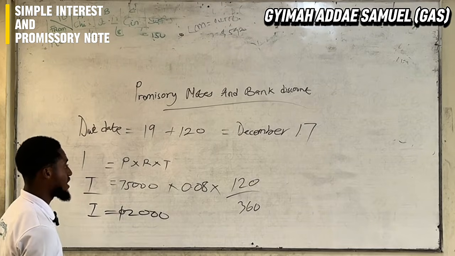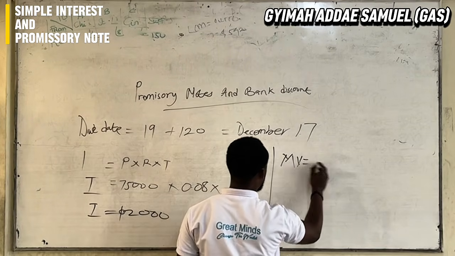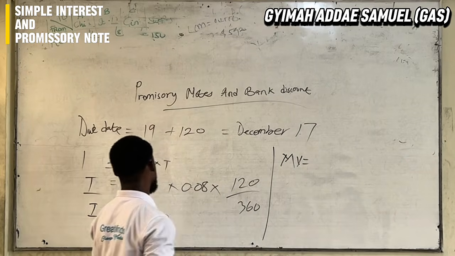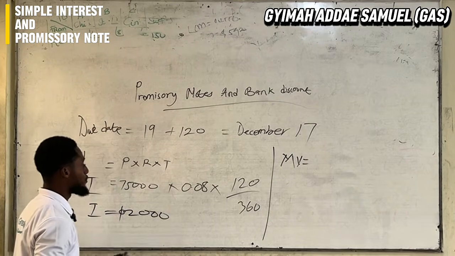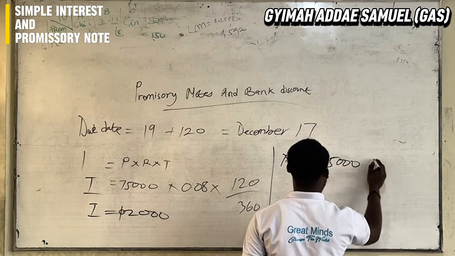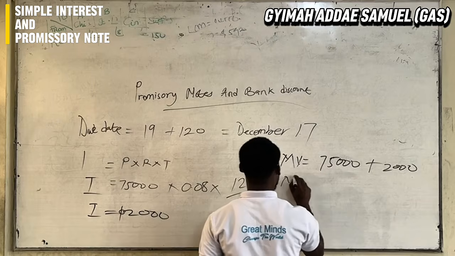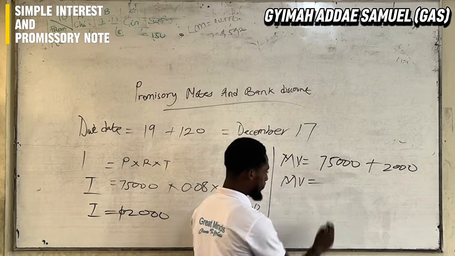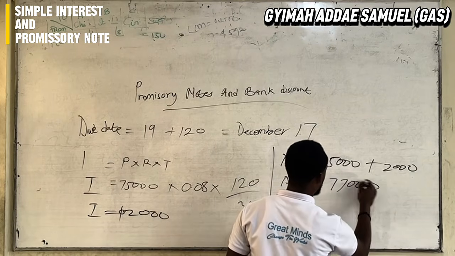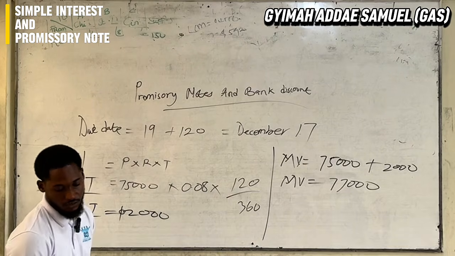So now that we have our interest, we can go ahead to find our maturity value. With the maturity value, you add your interest to your principal. With the principal, we had 75,000. So we add 2,000, which is the interest, and we are getting 77,000 for the maturity value.